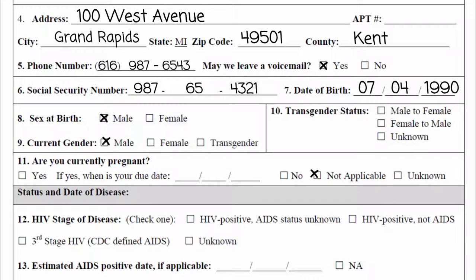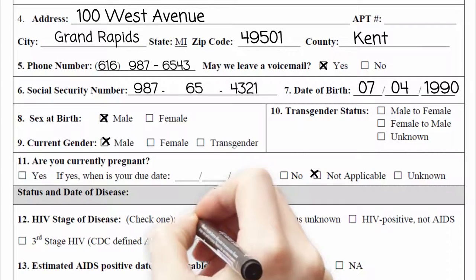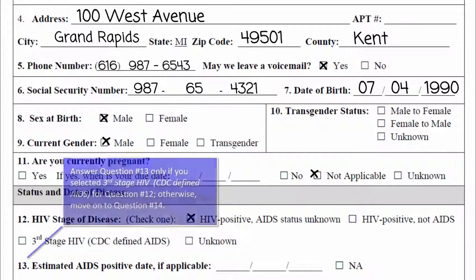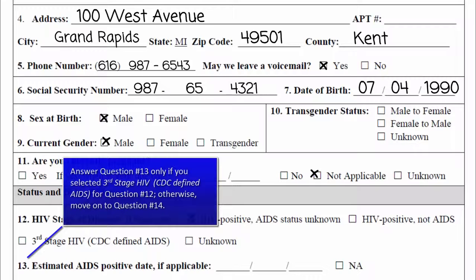These refer to the stage of your HIV. In question 12, check the box that indicates your current stage of HIV. You will only check one of the following boxes: HIV positive, AIDS status unknown, HIV positive, not AIDS, third stage HIV, CDC defined AIDS, or unknown. If you checked the third box, third stage HIV, CDC defined AIDS, move on to question 13. If not, you may move on to question 14.